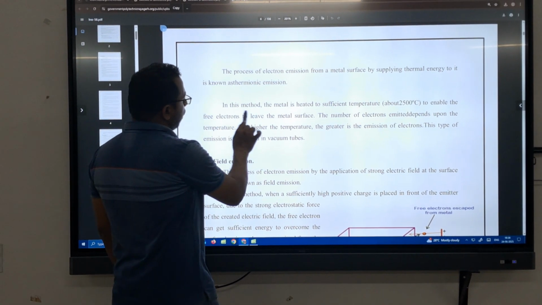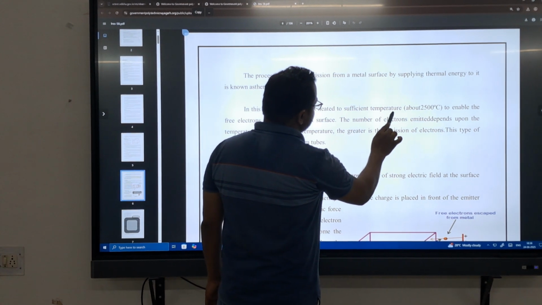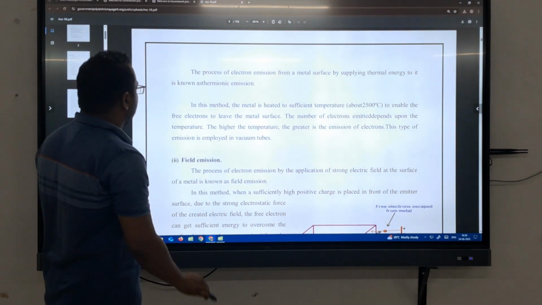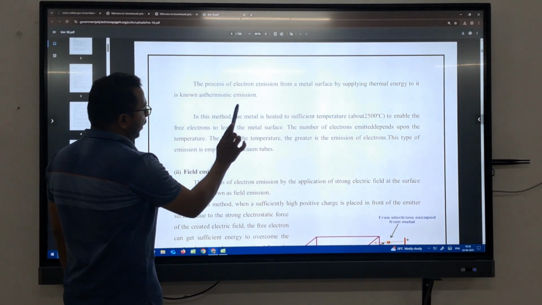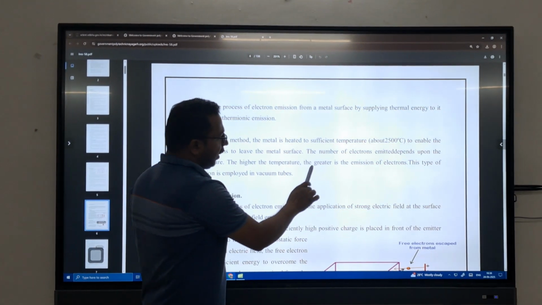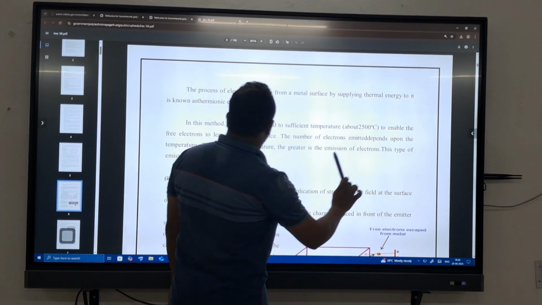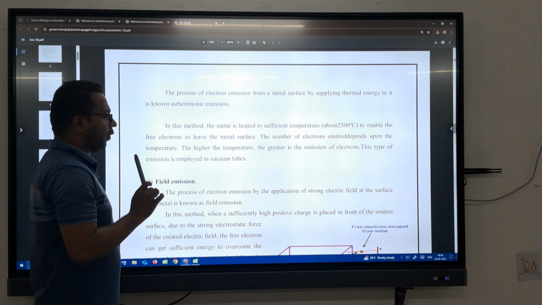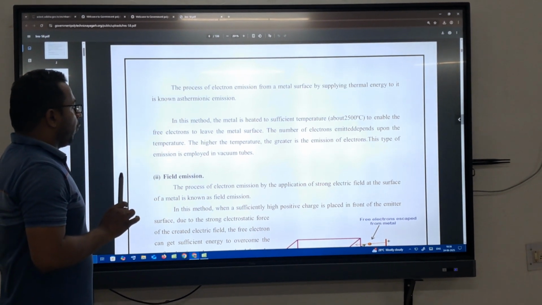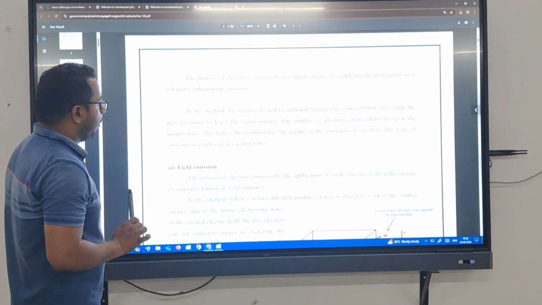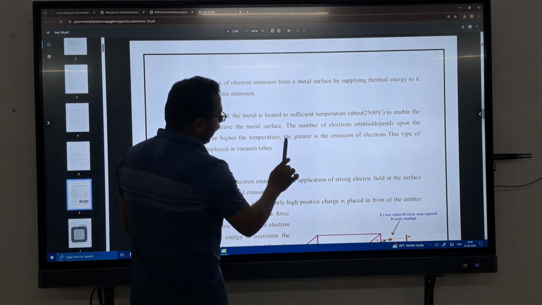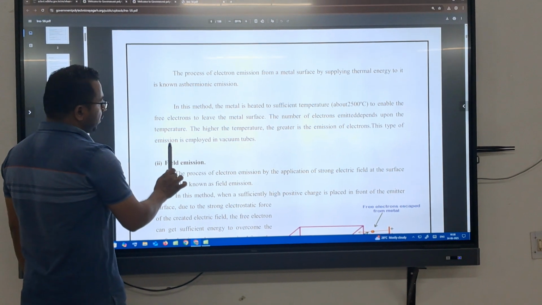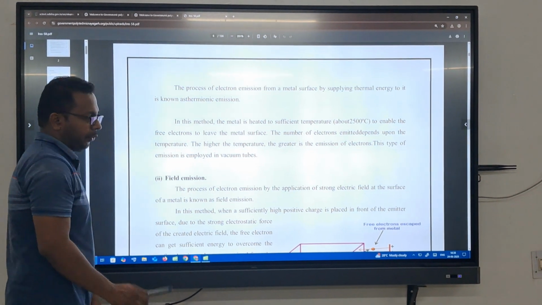In this method, the metal is heated to a sufficient temperature, about 2500 degrees Celsius, to enable the free electrons to leave the metal surface. And the number of electrons emitted depends upon the temperature. If the temperature increases, then more electrons will be emitted from the metal surface. So the higher the temperature, the greater is the emission of electrons. This type of electron emission is employed in vacuum tubes.